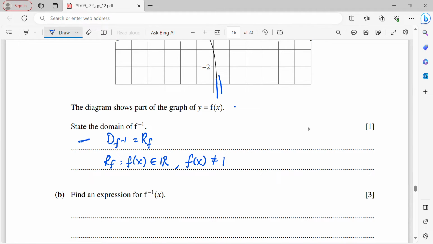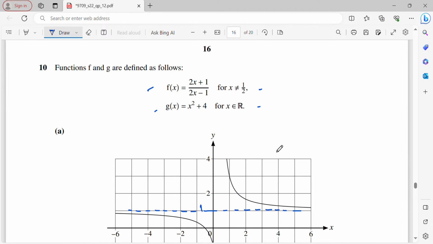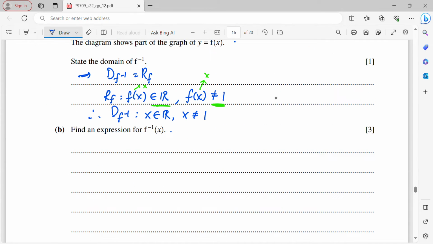So due to this reason, the domain of f inverse is the range of f. Therefore, for my domain of f inverse, domain is referring to x. So I will just copy these two results, but change f(x) into x, because we are finding the domain right now. So it will be x is a real number, but x cannot be 1. So that's the domain of f inverse. Now, find an expression for f inverse. So now I need to copy this. f(x) is 2x plus 1 over 2x minus 1.